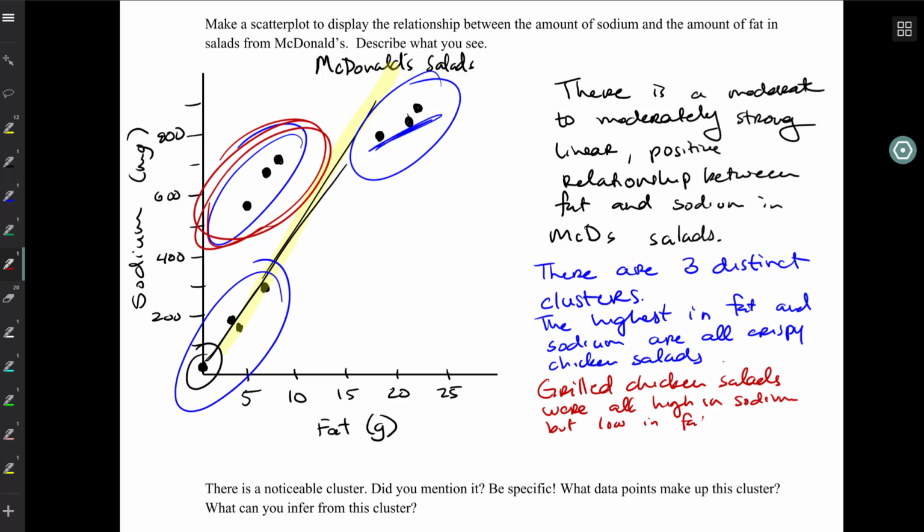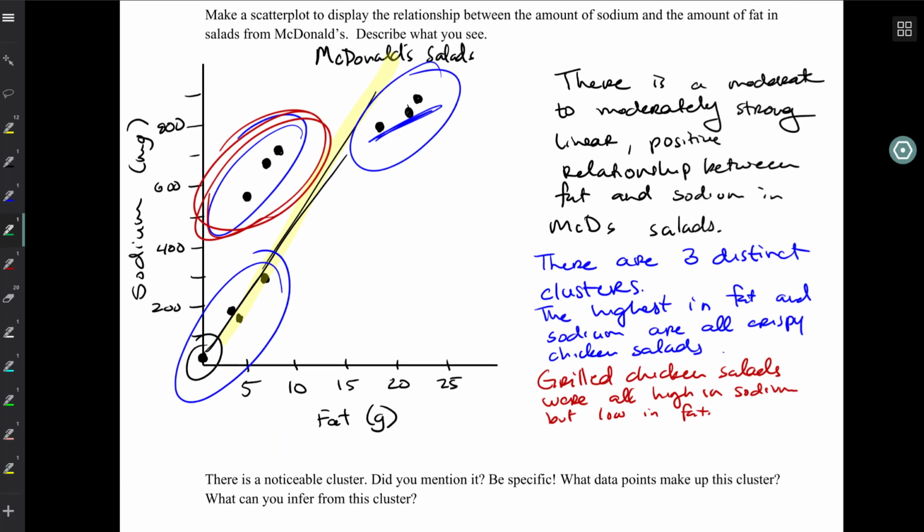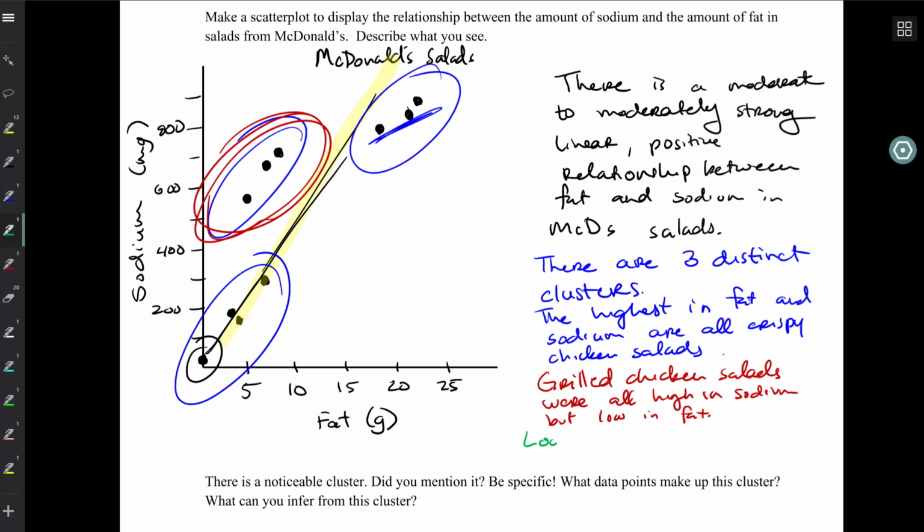So what do you think is going to be in common between all of these things that are both low in sodium and low in fat? I'm going to kind of guess that they actually don't have any chicken at all. And sure enough, what do we notice? Those without chicken are going to be the ones that are low in sodium and fat.